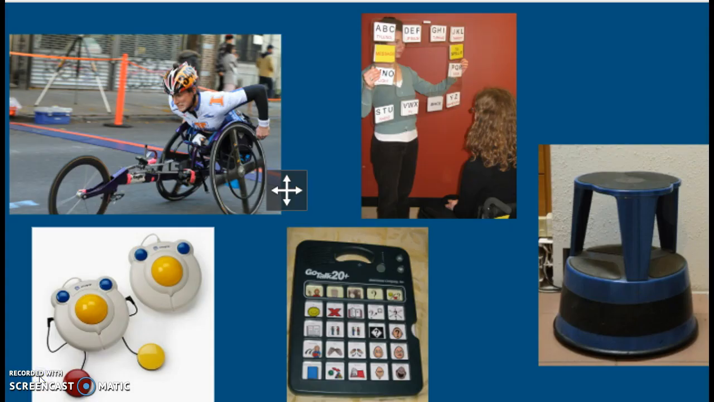I invite you to take a moment to look at these photos and reflect on how accessibility is critical in our classrooms and in our society and can vary widely depending on students' needs.